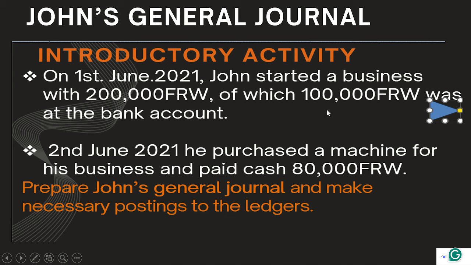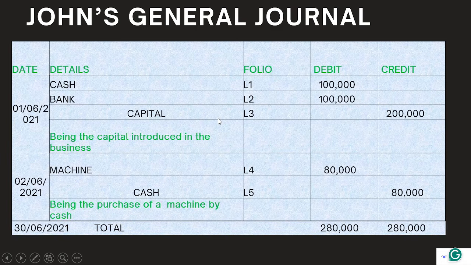On this transaction that happened on 1st June, we have triple effects. The effect on capital, we are increasing capital, at the same time increasing the asset cash and asset bank. So we shall debit cash with 100,000, debit bank, and the total is credited as capital. Then remember the narration being the capital introduced in the business.